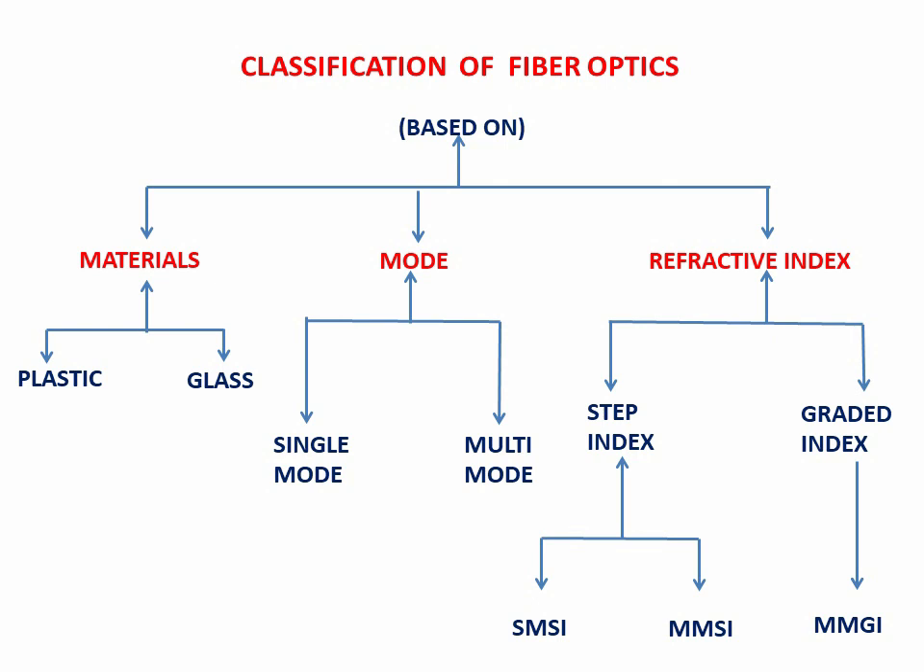Next, the refractive index can be classified into two, namely step index and graded index. Further, step index can be classified into two, single mode step index and multimode step index, whereas graded index can have only multimode graded index fiber. The graded index fiber may be called graded fiber, that means graded index fiber.